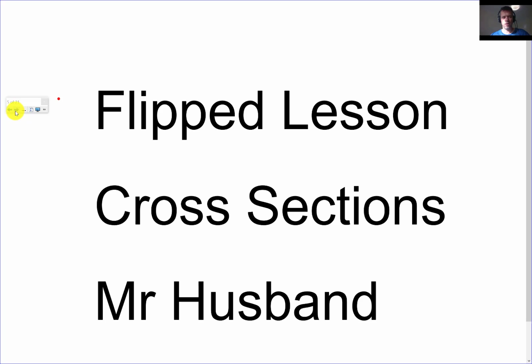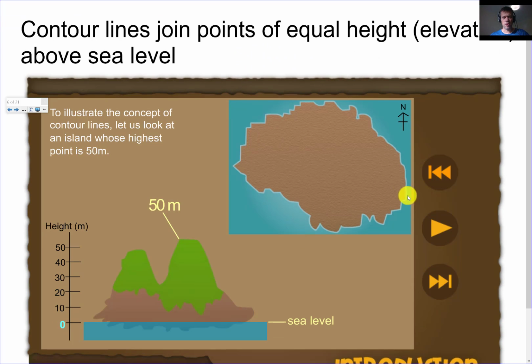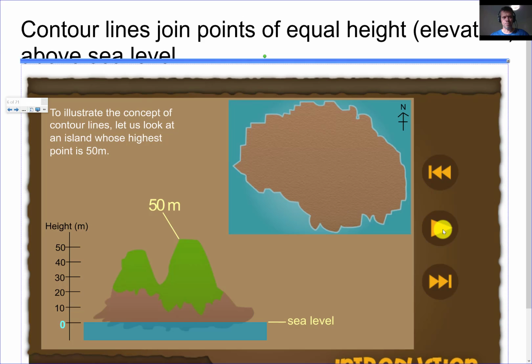Today we're going to look at how we can use a cross section to do a visual representation of a topographic map. So for those who haven't looked at contour lines before, let's have a quick recap on how a contour line is constructed.